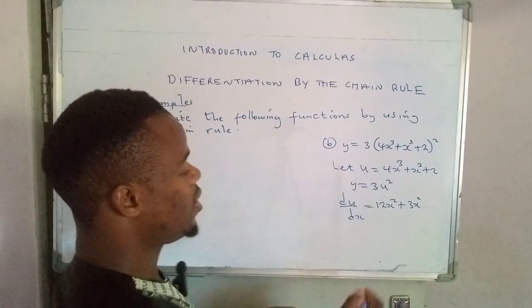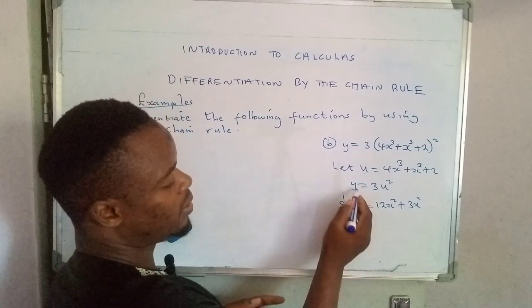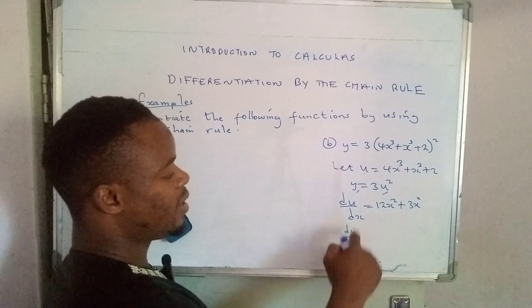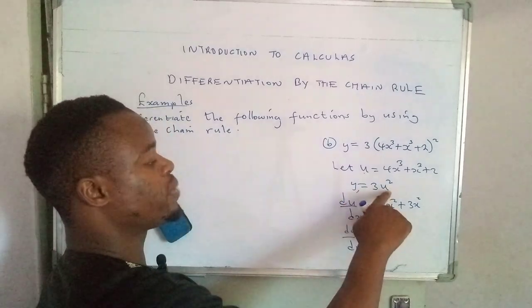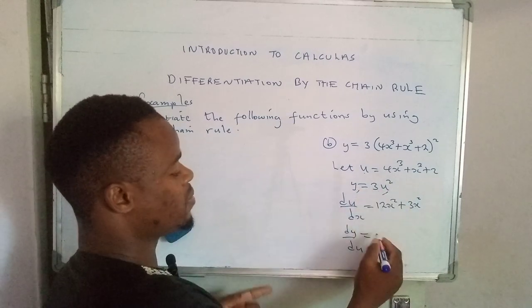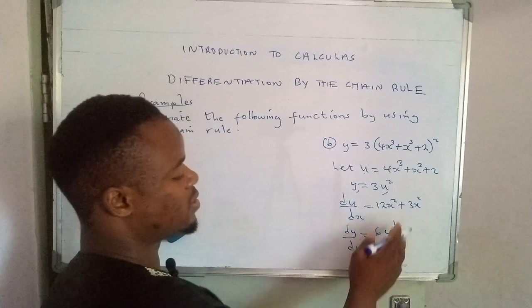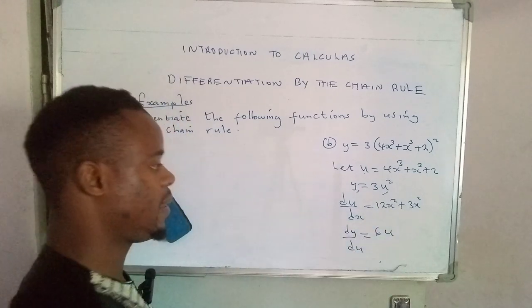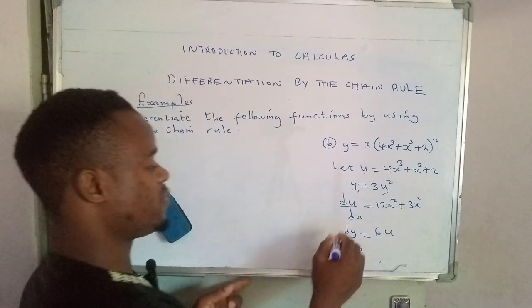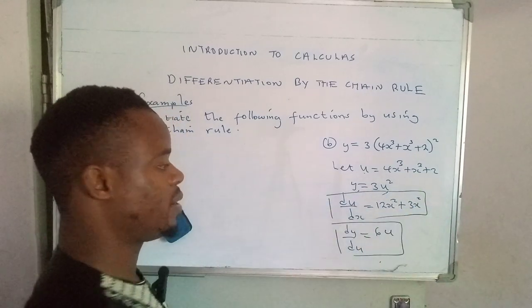How about this one? We need to differentiate it. We said dy du, there's y and u there. So the rate of change of y with respect to the rate of change of u is equal to, the 2 will drop, so we're going to have 6u. There's a 1 there, but we don't normally indicate a 1. So those are the two derivatives. We have this, we have that one.